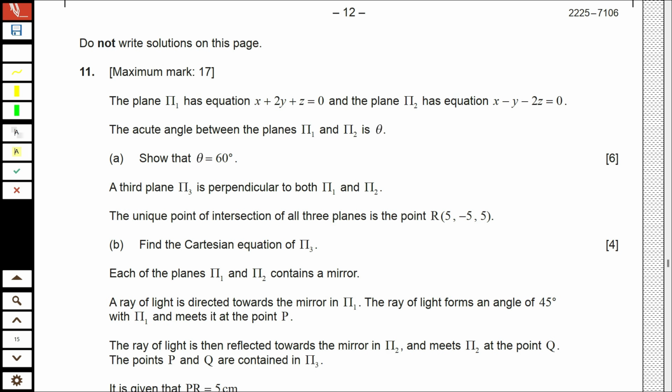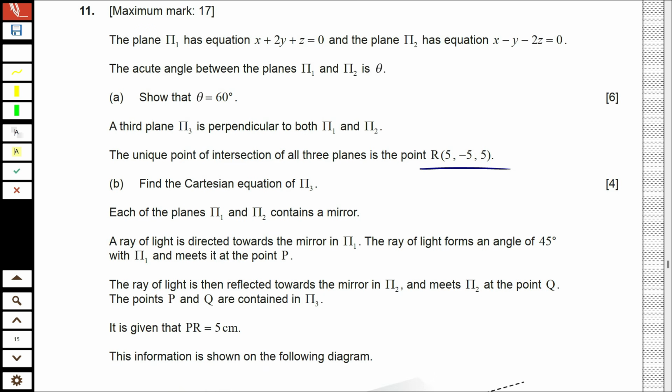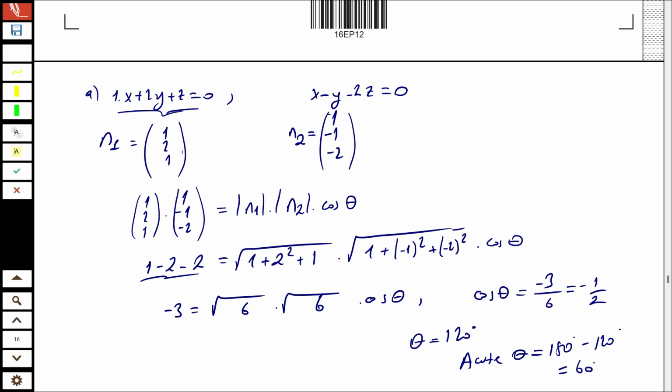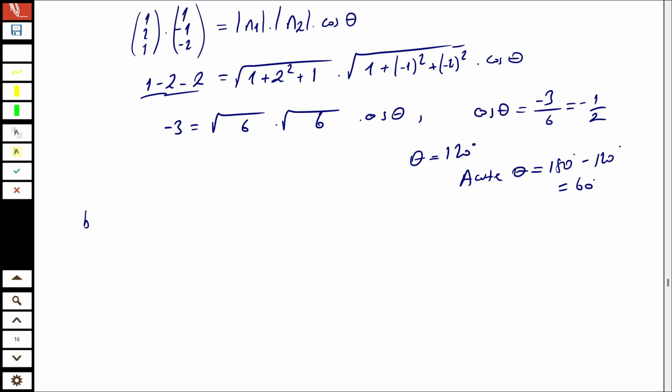And the second question: a third plane pi 3 is perpendicular to both the other planes. The unique point of intersection of all three planes is the point, as you can see. Find the Cartesian equation of pi 3. So if there is a third plane and this is perpendicular to both other planes, it means the normals of these planes, which is pi 1 and pi 2, and if you find the vectorial product of these two normal lines, you will find actually the third plane's normal line.